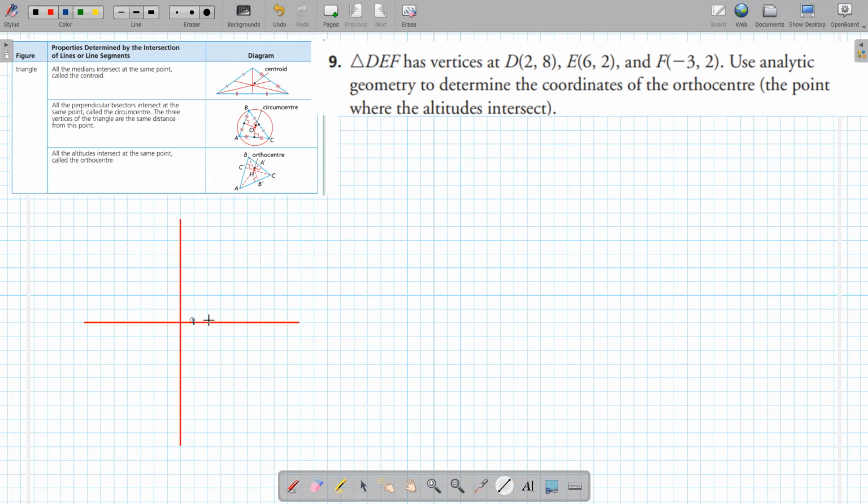So (2, 8). So this is 2. And I'm just going to draw this to scale. Last time we didn't. 3, 4, 5, 6, 7, 8. So that's your point D. Point E is (6, 2), so 1, 2, 3, 4, 5, 6, and 2. That's your point E. And then finally, point F is (-3, 2). So up here, that is your point F. Now we join them and see what it looks like.